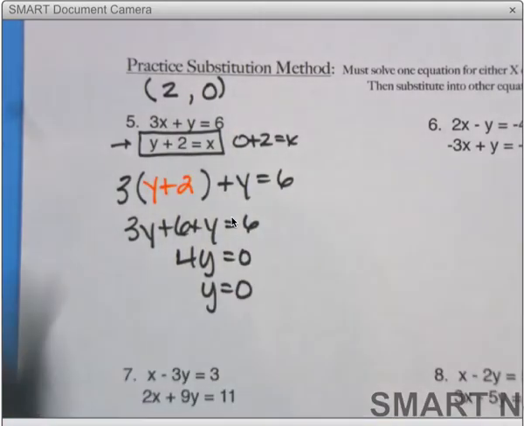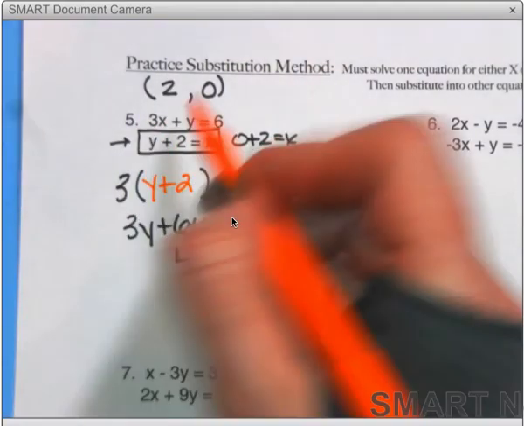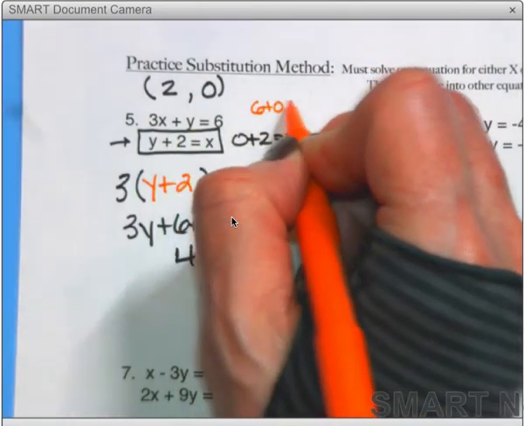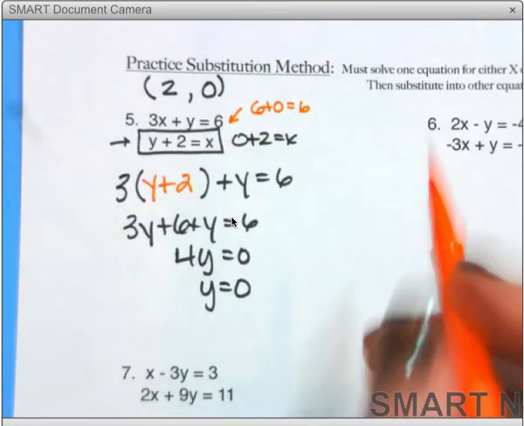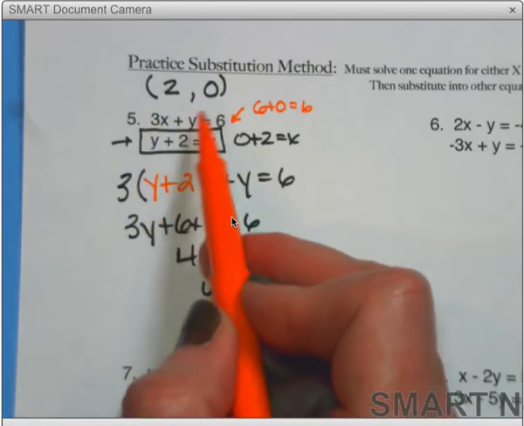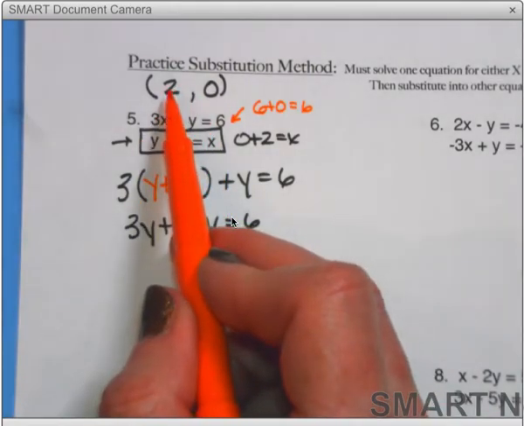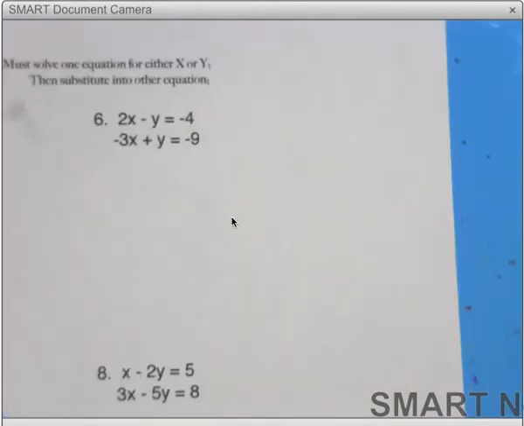So if I test my ordered pair in the first equation, if x is 2, then I'm going to be left with 6 plus 0 equaling 6, and that's going to check. So this is the ordered pair that makes both equations true at the same time. If I were to graph the lines, this would be the point where they would intersect in the grid. Let's look at number 6 together.